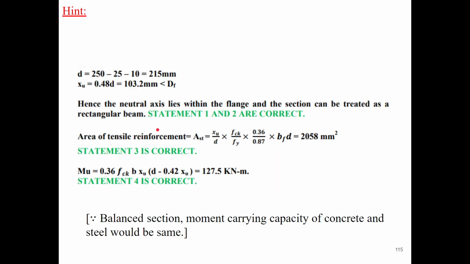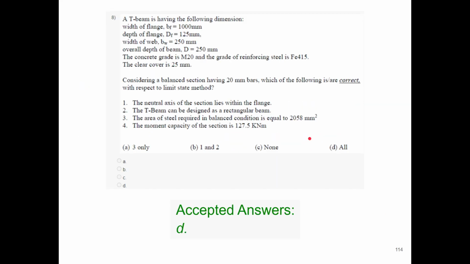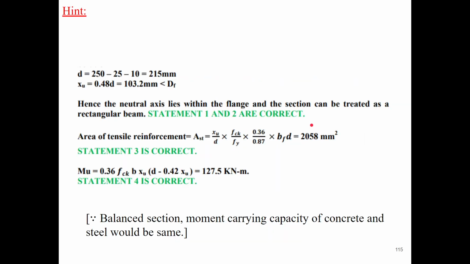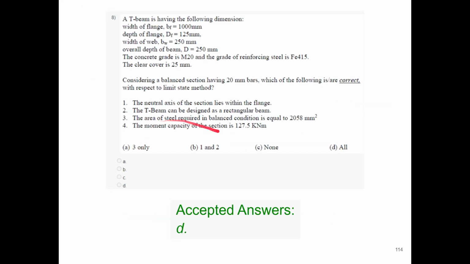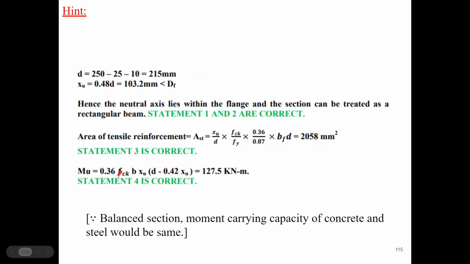Then area of tensile reinforcement AST is equal to XU by D into FCK by FY into 0.36 by 0.87 into BFD. So B will come converted into BF, right? And this is equating the forces in tension and compression. So we get the value as 2015 millimeter square. So that is area of tensile reinforcement. So this is correct. And third is moment carrying capacity of the section. So it is 0.36 FCK BXU into D minus 0.42x. So here instead of this you can also use 0.138 FCK BD square.